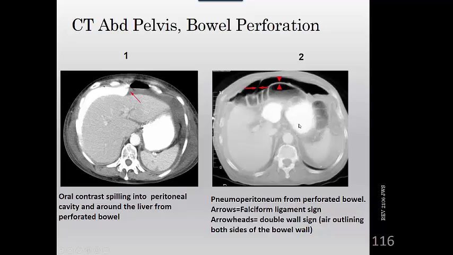And you don't want these patients to have drank barium. You want them to have some iodinated contrast, water soluble.